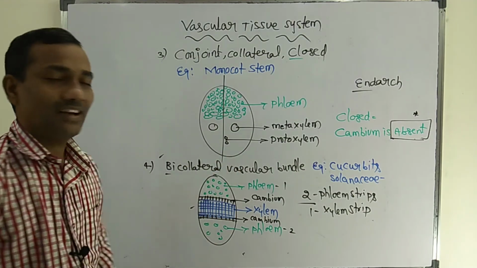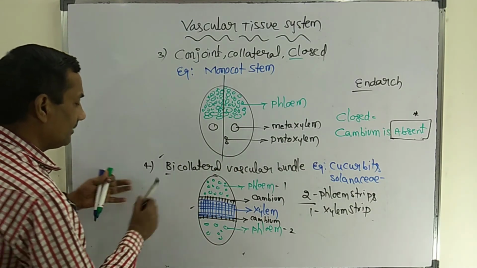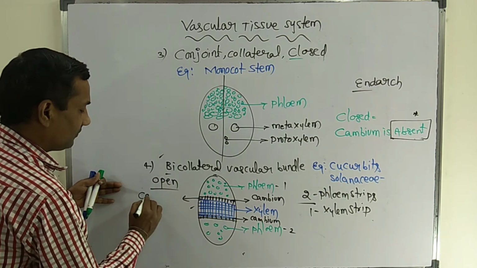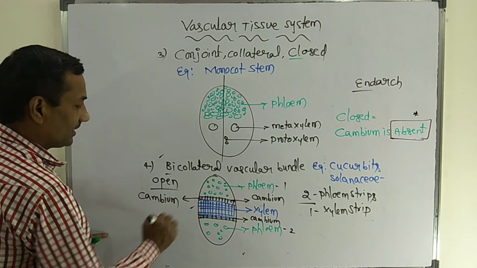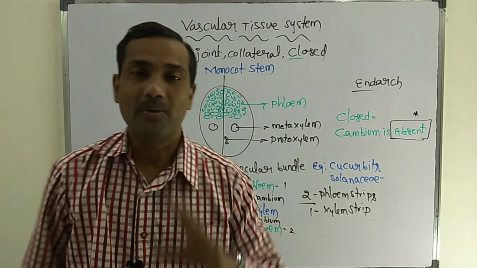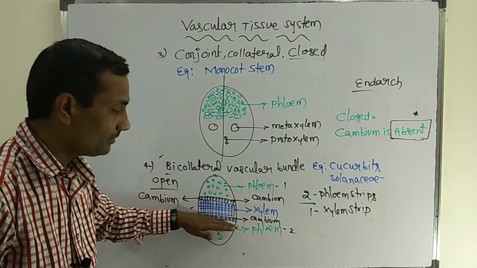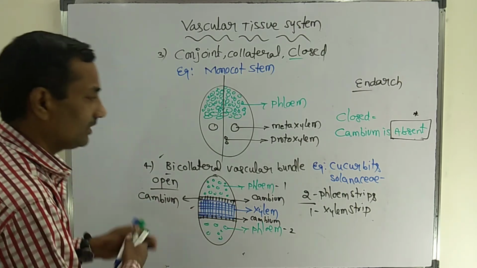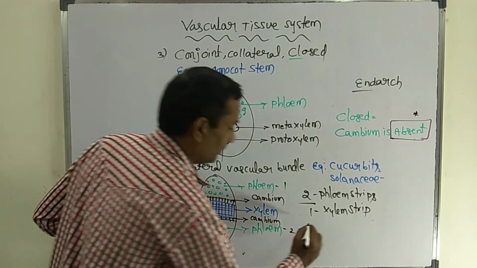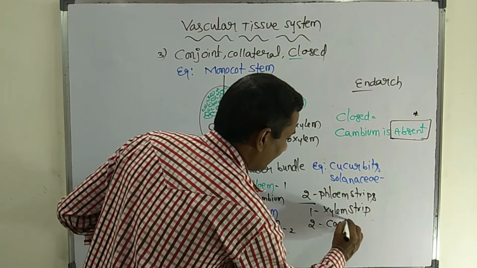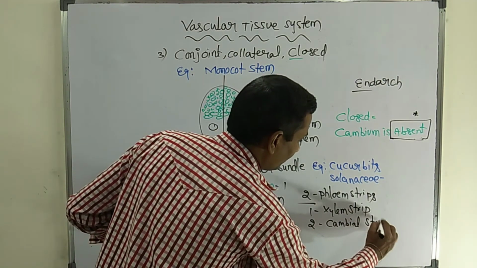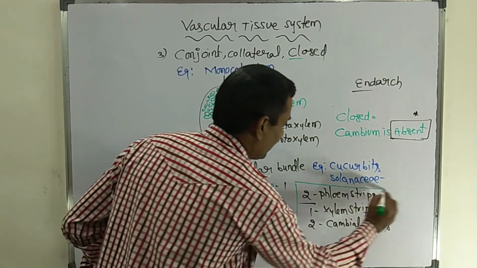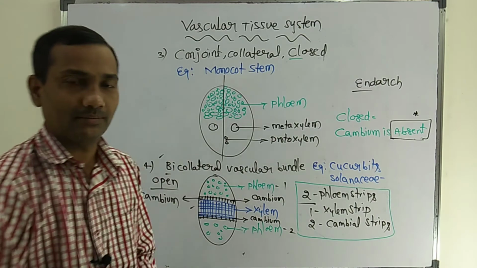This bicollateral vascular bundle is an open vascular bundle, because cambium is found. That's why this type of vascular bundle is open. 2 cambium strips will be there. Here cambium will be there, here also cambium will be there. 2 cambial strips or 2 cambial patches you can observe. From the examination point of view, this is also important.